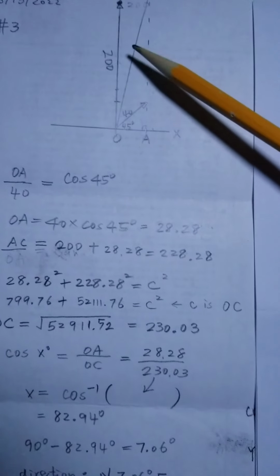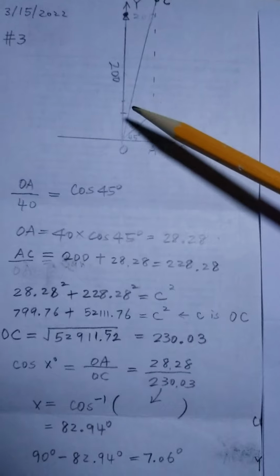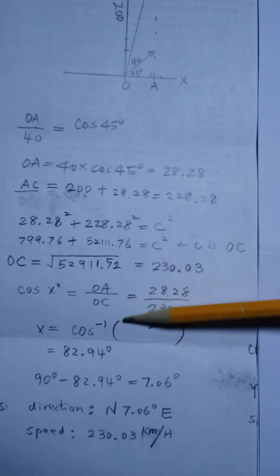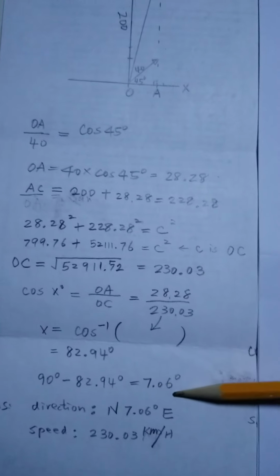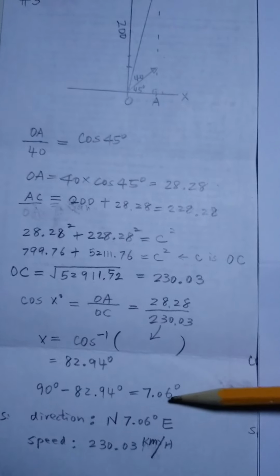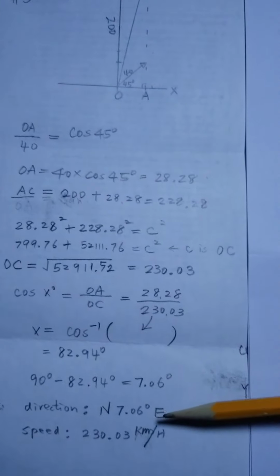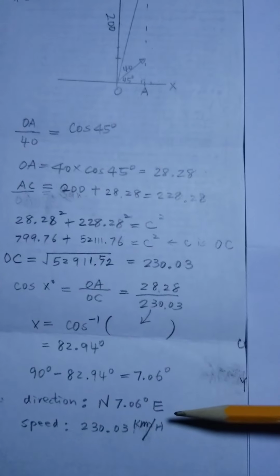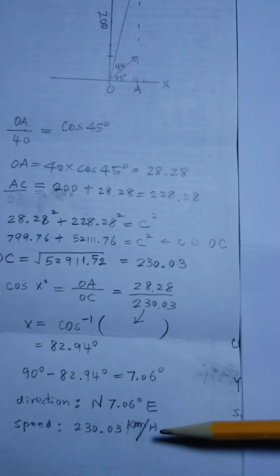We wanted to go north, but got blown to this direction, okay? And I think if you subtract 82.94 from 90, it'll be 7.06. So the direction is north 7.06 E, and at this speed.